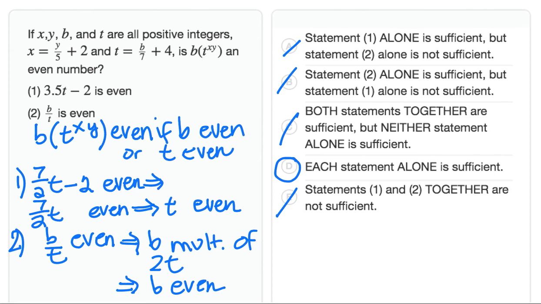It's worth noticing, by the way, that we didn't really even need the information about x being y over 5 plus 2 or t being b over 7 plus 4. We didn't need that information to solve the problem. We could do it much faster without even using that.